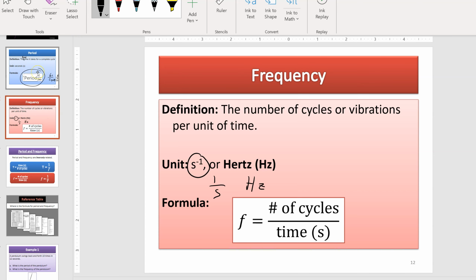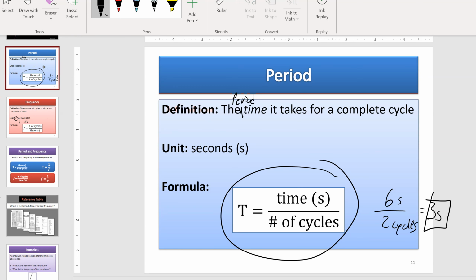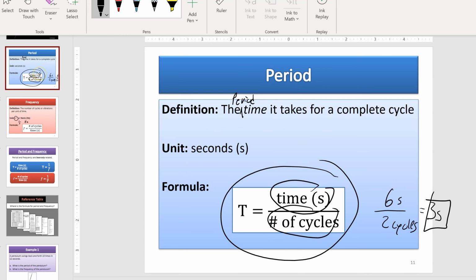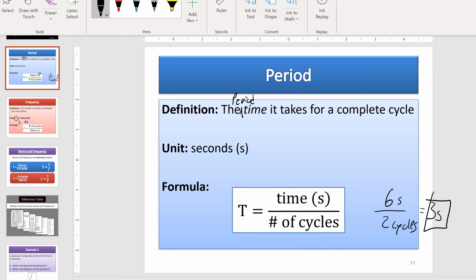Not really. So the period, we had an equation. It's the time per number of cycles. The frequency is the number of cycles per time. So let's use our example from before. We did 2 cycles in 6 seconds. The period is 3 seconds.